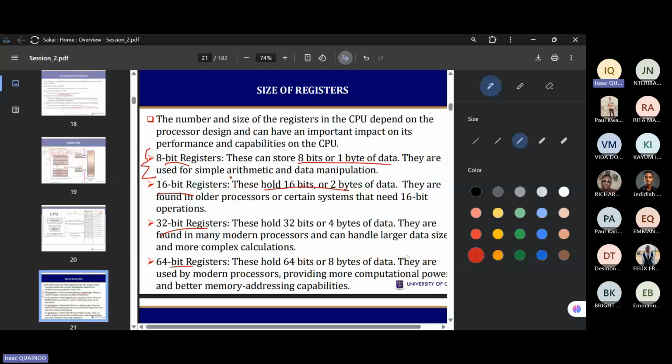Okay, so the next is 16-bit registers. And 16-bit registers hold 16 bits or 2 bytes of data. And we said that 8 bits makes 1 byte. So 16 bits is automatically 2 bytes.